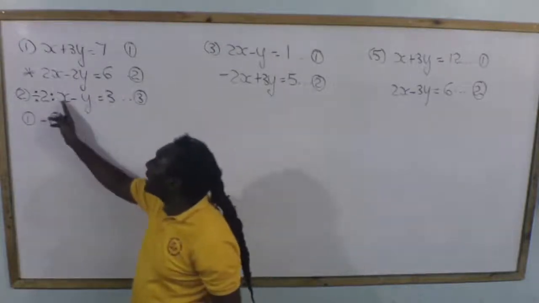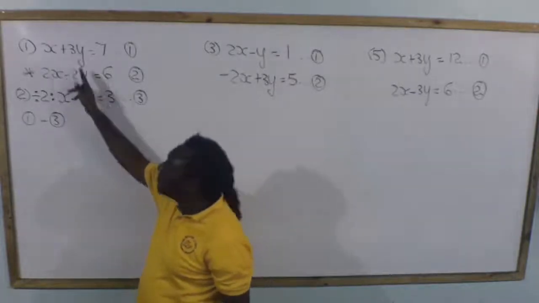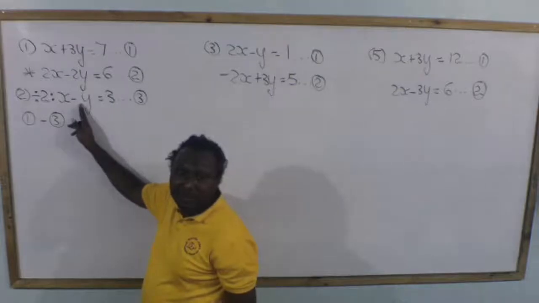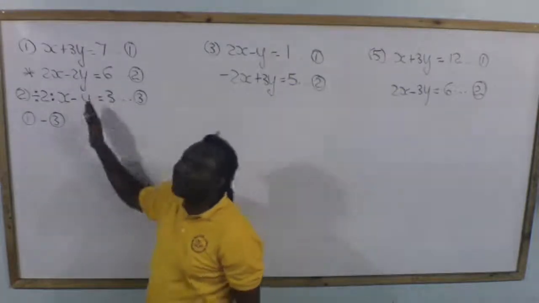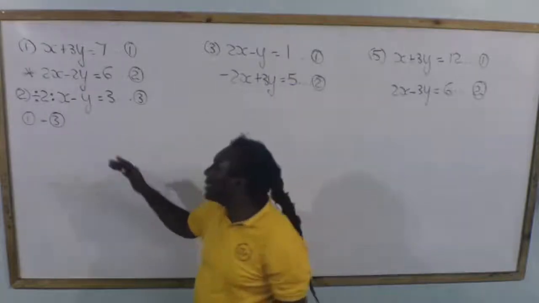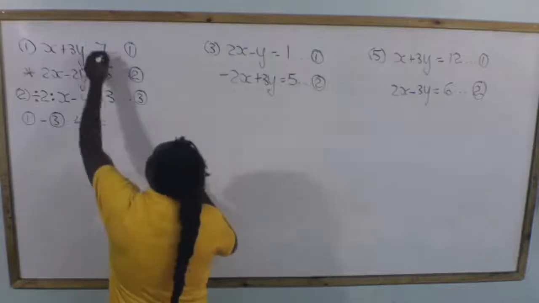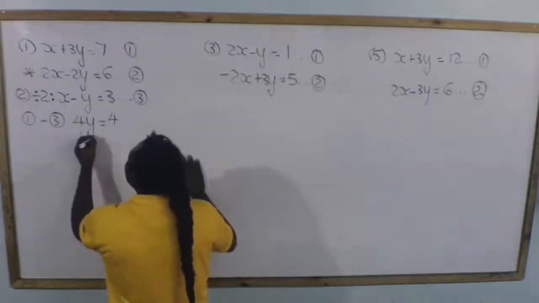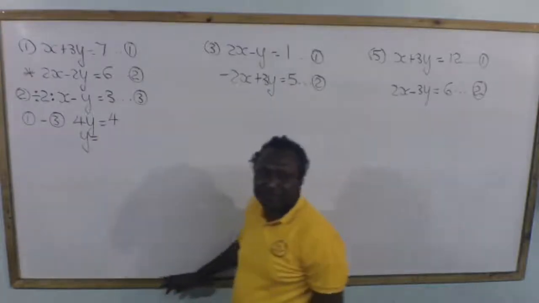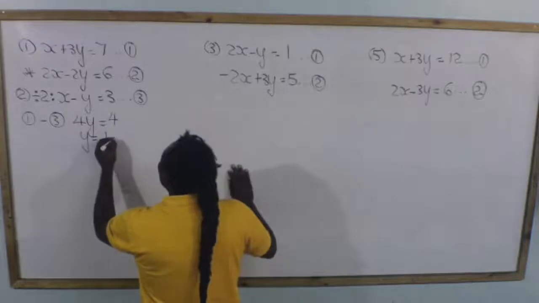Right, because we're going to say equation 1 minus equation 3. So by saying that, we'll have x minus x, the x's are gone. Then we say 3y minus what? Right, minus y. So it's going to be 3y minus negative y, and that will give us 4y. And that is equal to 7 minus 3, which is equal to 4. And you will tell me what y is equal to. Y is equal to 1.